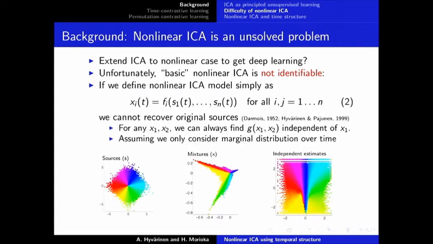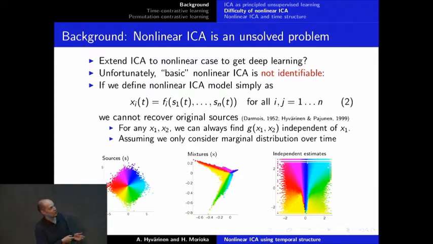More precisely, if we simply replace the mixing system by some arbitrary nonlinear mixing function, perhaps invertible and smooth, and say that the vector x is an invertible and smooth transformation of the independent components, then it is simply not possible to recover the original sources, which was originally proven by Darmois in 1952, although we in some sense rediscovered the proof a little bit later.